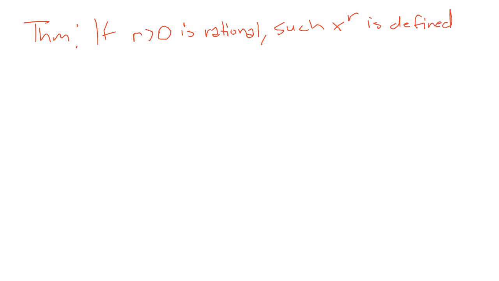So if we have some value r, and r is a positive rational value, such that some x raised to the r is defined for all x's, then we can say that the limit as x approaches infinity of 1 over x to the r is going to equal 0.